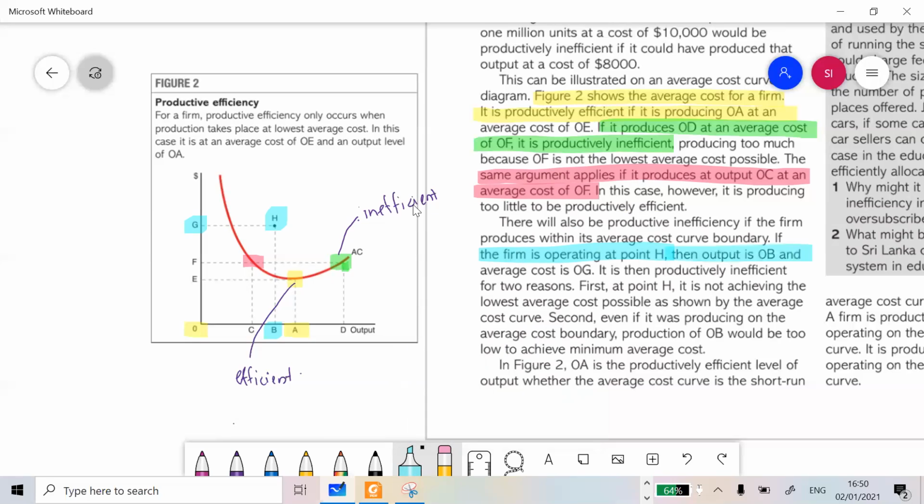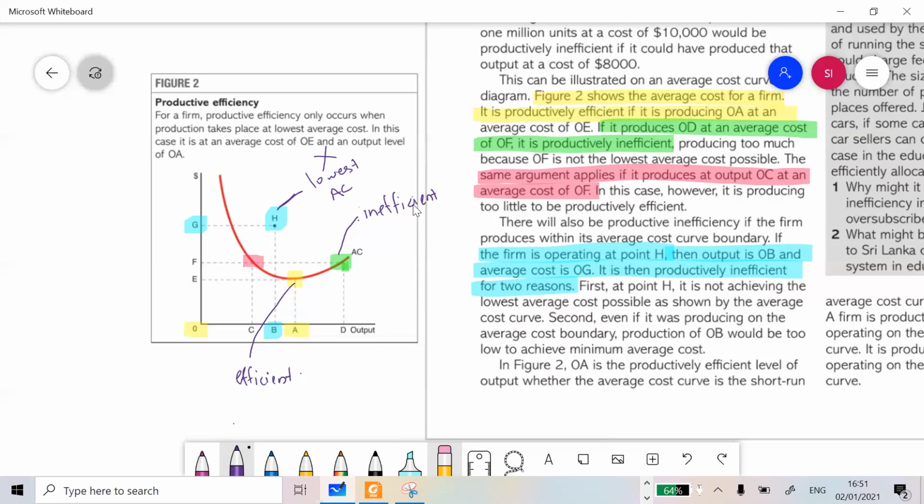So this also shows that the organization is inefficient, and there are two reasons given. First, at point H, it is not achieving the lowest average cost possible. This point doesn't represent the lowest average cost, so we cannot consider this point as efficient.